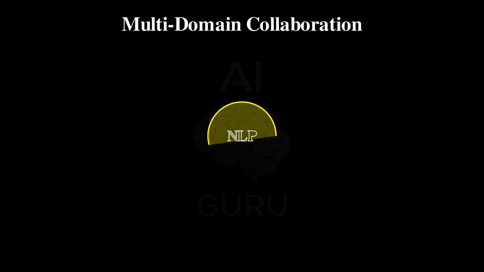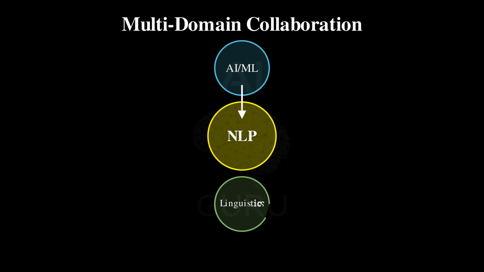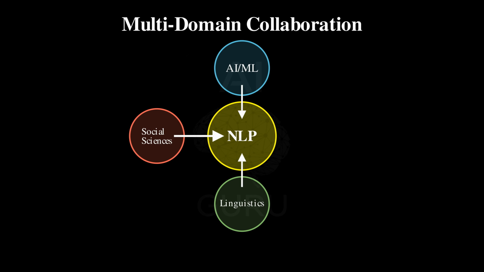So, solving NLP requires drawing from multiple domains. It's the ultimate academic collaboration. Absolutely. We rely on the core algorithms of AI and machine learning, the stable neural networks we just discussed. We rely on linguistics to structure how language is represented and parsed: morphology, syntax, semantics. And increasingly, we draw from social sciences and humanities to understand how language is actually used: the pragmatics, the cultural context, the social dimensions that define meaning and use.